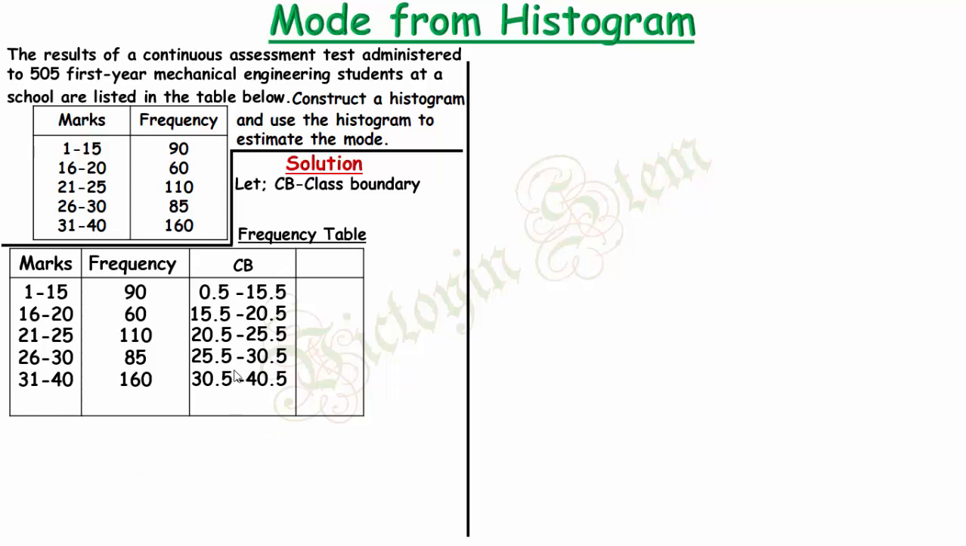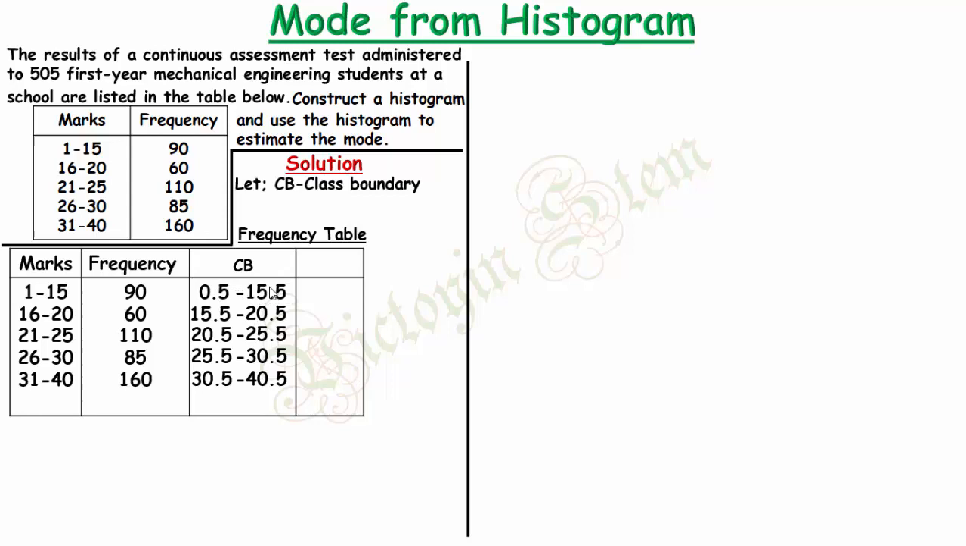Now, ordinarily, I need to pause here, right? Because I can make use of this class boundary on the horizontal axis and the frequency on the vertical axis. But to do that, I need to be sure that my class boundary, each of the 5 classes, have the same class sizes. Okay, so let me test.